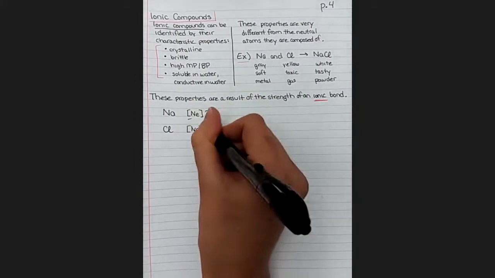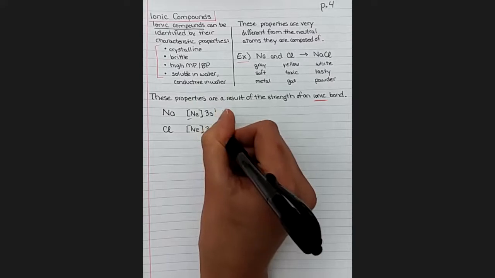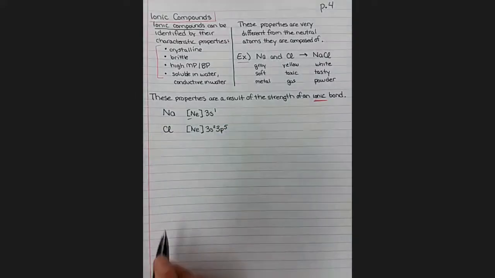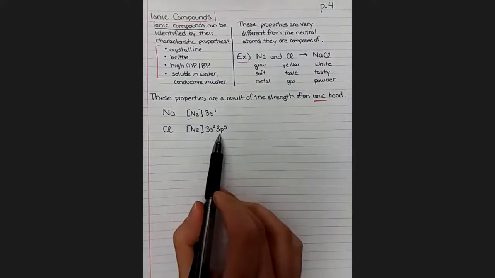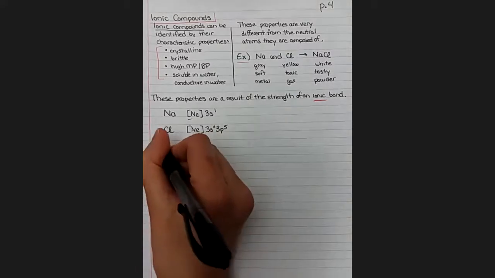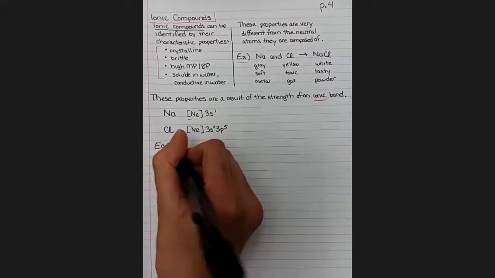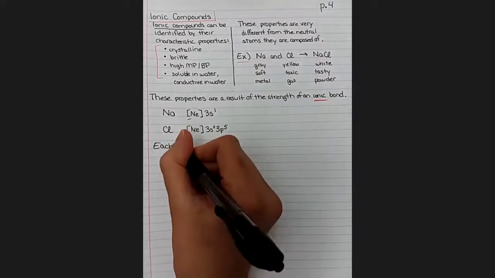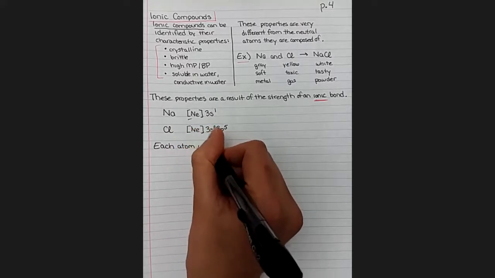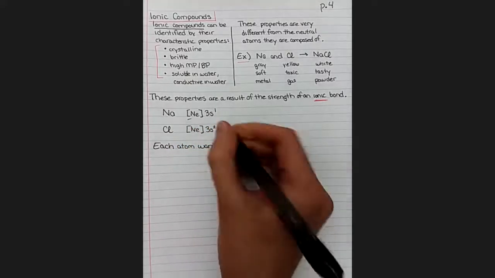We can write neon 3s2 3p5. So the only electrons we can see for both of these are the valence electrons, which are the ones available for bonding. And remember when we said on the previous slide, the way we can predict what kind of ion, a cation or an anion, something is going to form, is by looking at the easiest way to get to a noble gas configuration.